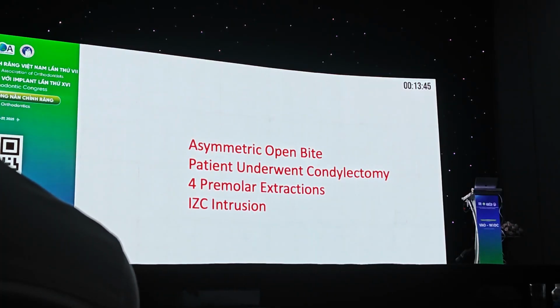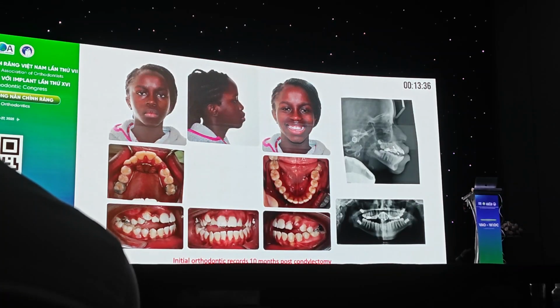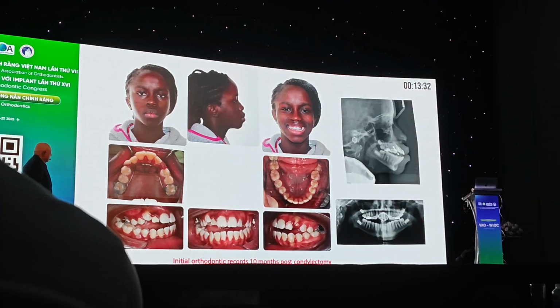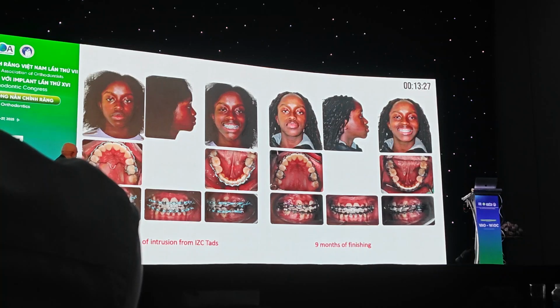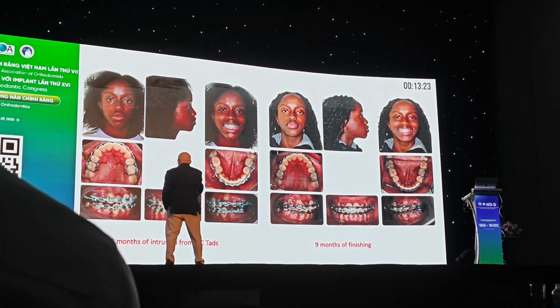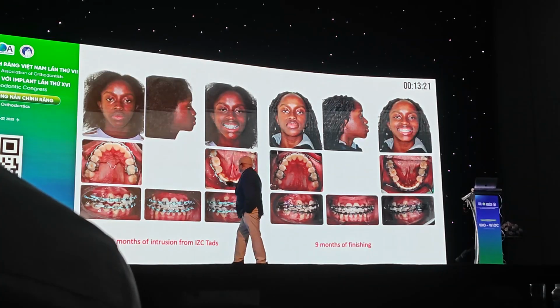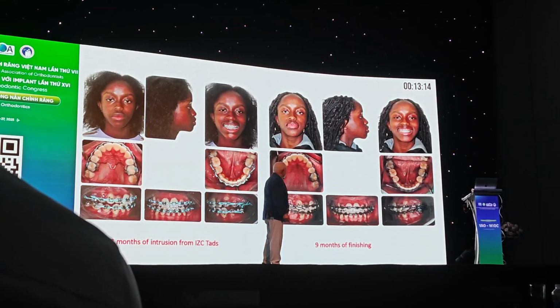Let's take a look at another patient, asymmetric open bite. I think this patient underwent condylectomy. This is from University of Connecticut. I think Dr. Uribe was probably the instructor. So you can see asymmetric growth is going on. This patient had a condylectomy, 12 months of intrusion with intrazygomatic tags in this patient. Parallel arch is going on at the same time. 9 months of finishing in this patient.